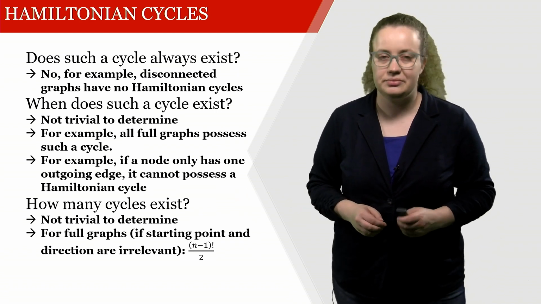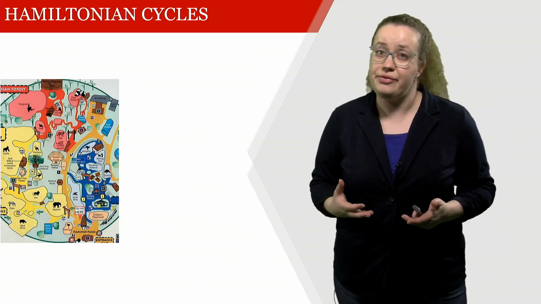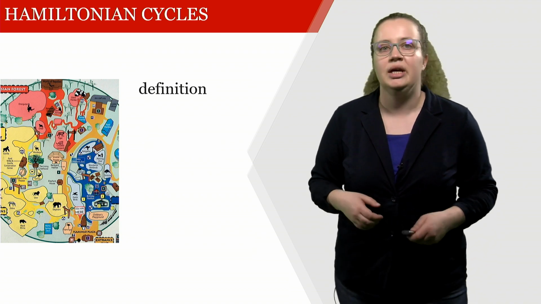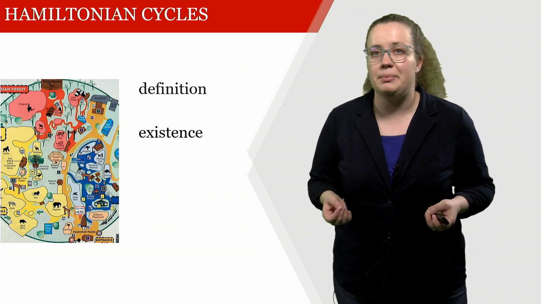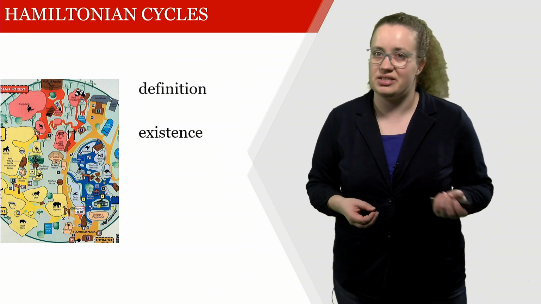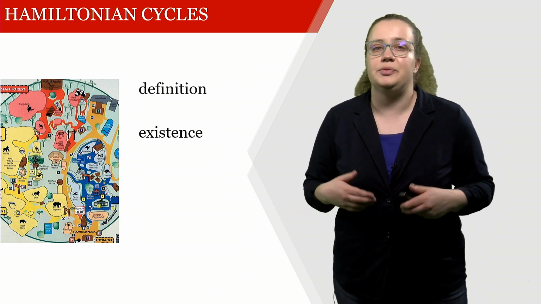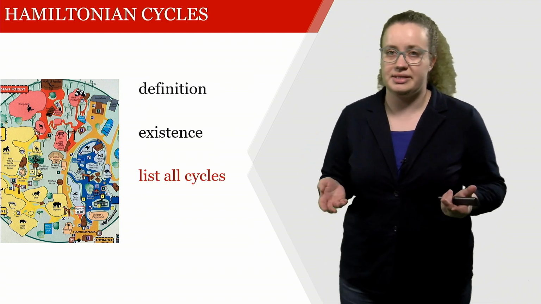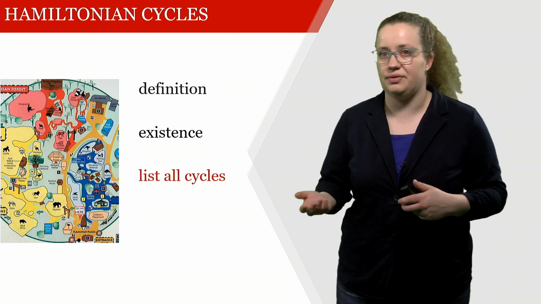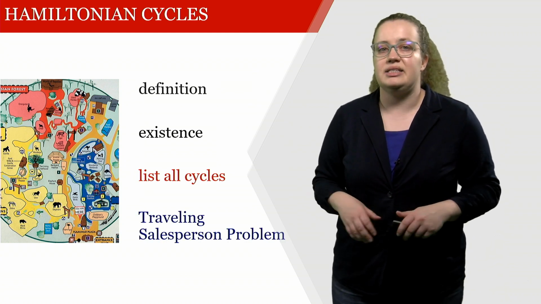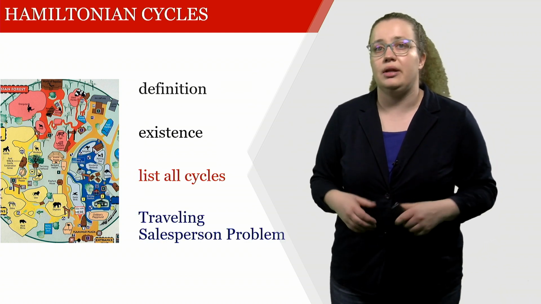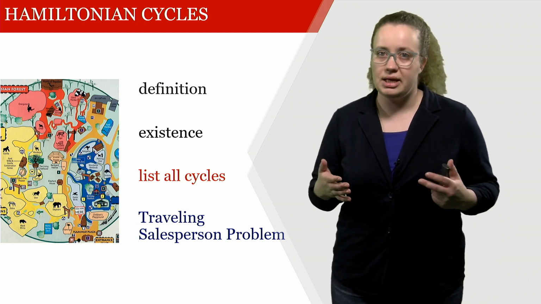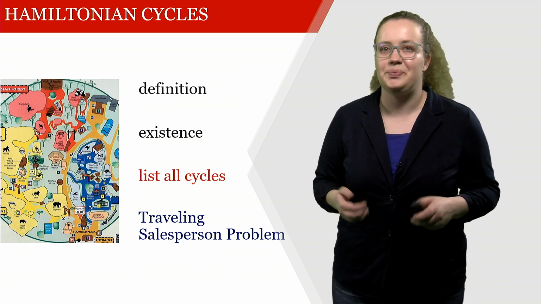What I would like you to take away from this web lecture is first of all what a Hamiltonian cycle is, so the definition. Secondly, I would like you to remember when such Hamiltonian cycles exist and when they don't. And what I would like you to do following this web lecture is first of all listing all cycles for both examples that we saw on previous slides. And what we're going to look into in 3 follow-up videos is the traveling salesperson problem, which utilizes the concept of Hamiltonian cycles. Thank you very much.